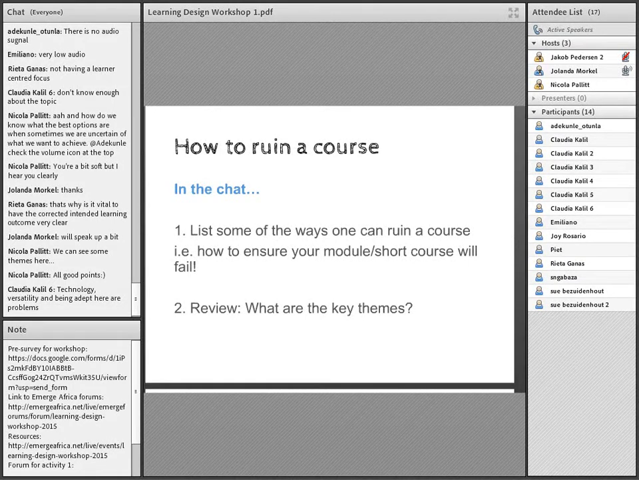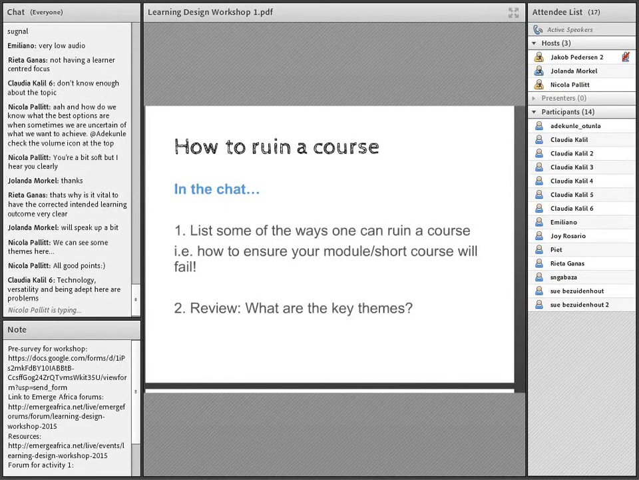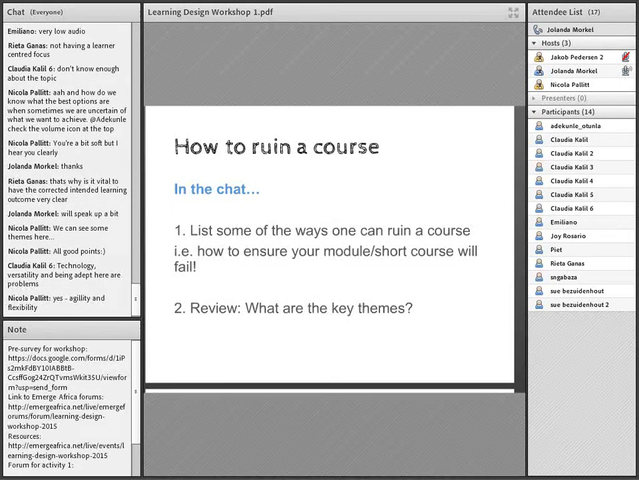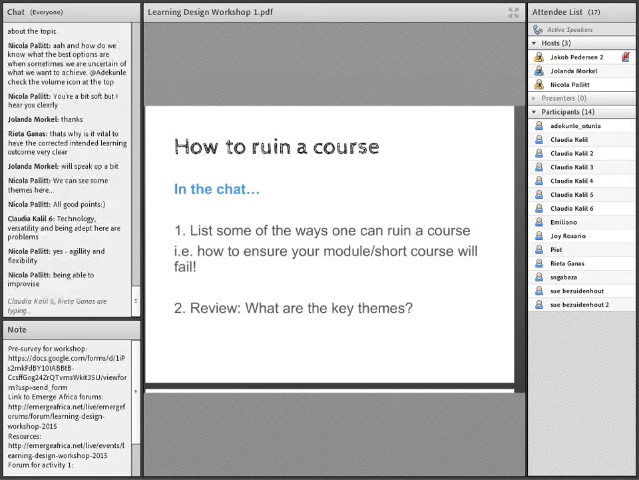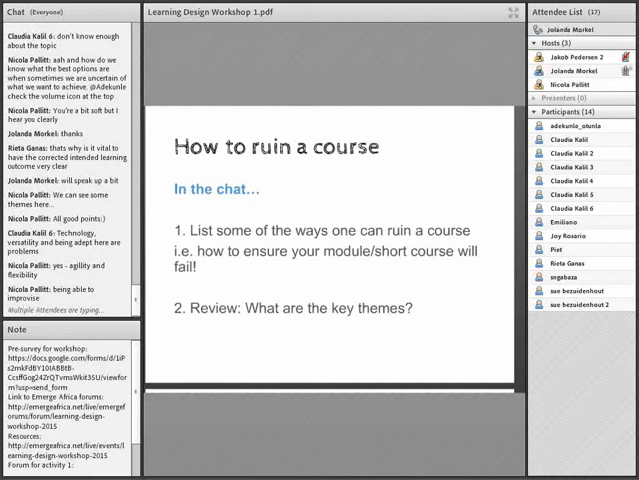Claudia is talking about adaptability as well, about agility, kind of responding to the needs as they arise, which is interesting, as opposed to doing very clear planning ahead. It's not always possible to plan everything. Yes, and being able to improvise.